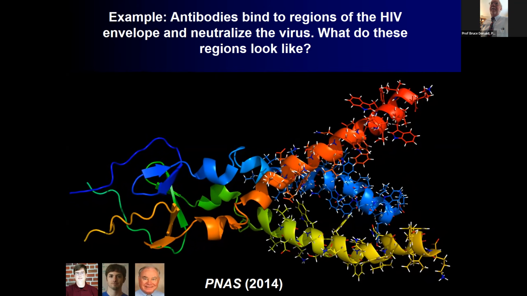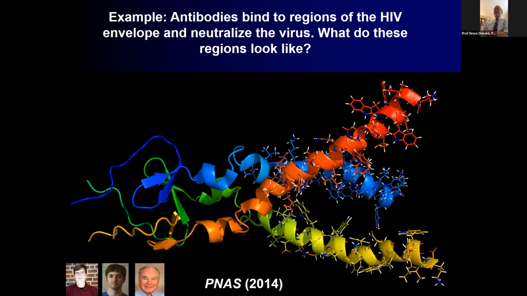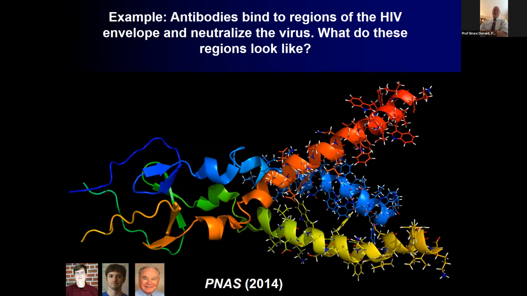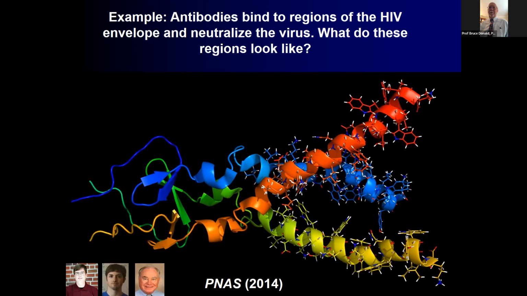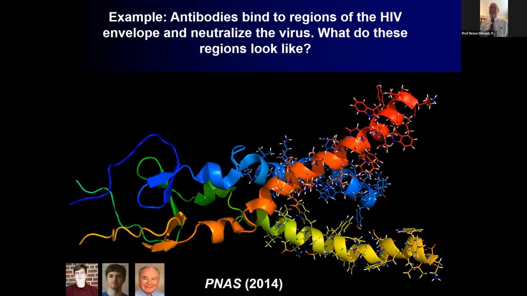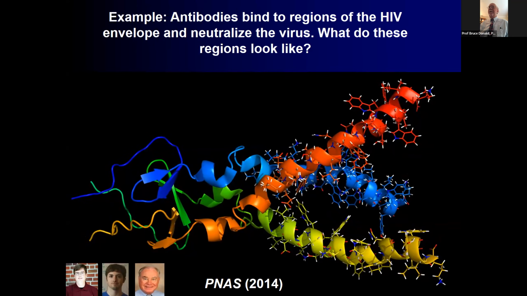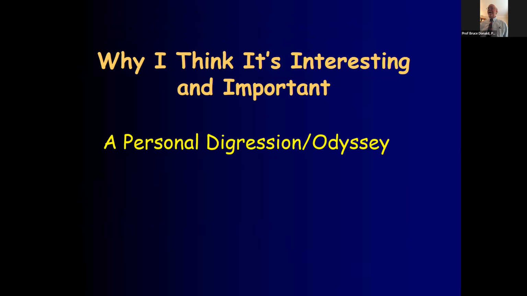Let's go back to this example here. The motivation is that antibodies bind to the envelope, or outer part, of HIV and neutralize the virus. So what do those regions actually look like? This is the goal of structural biology, so you can design better therapeutics. Again, I talked about this example, which tries to dynamically capture some of those regions, a structure that we solved by NMR. I want to tell you a little more about why I think this is really interesting and important. I think the application to novel viral targets will be self-evident, or at least by the end of the class. So let me give you a very personal digression, or odyssey, through the virology world and how I think these algorithms can really help.